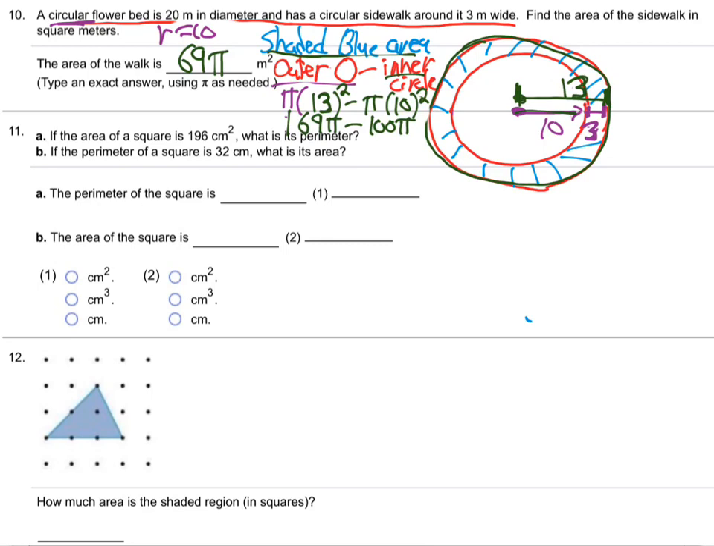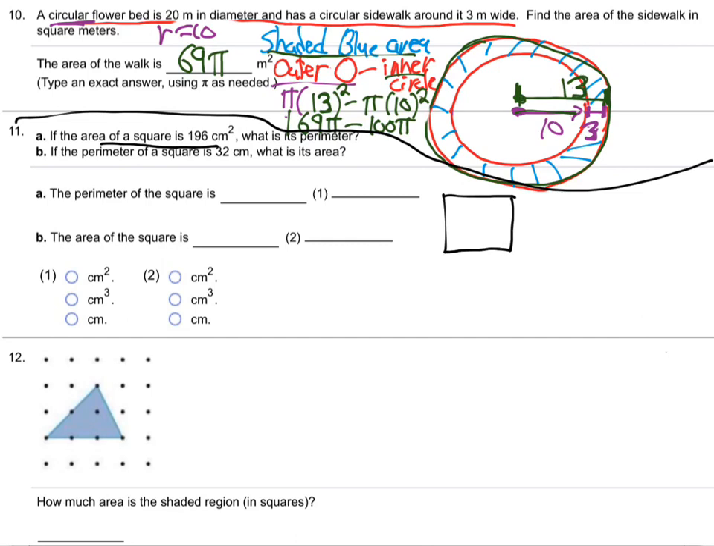Let's go on to number 11. The area of a square is 196 square centimeters. What is its perimeter? That's an interesting question. So we have a square. And the area is 196.